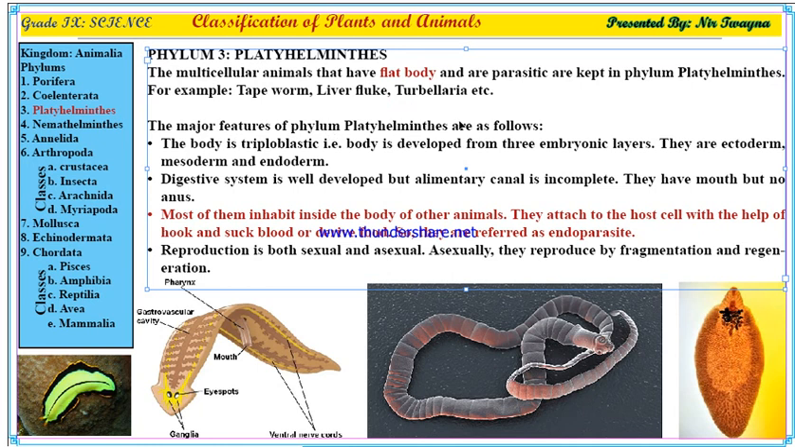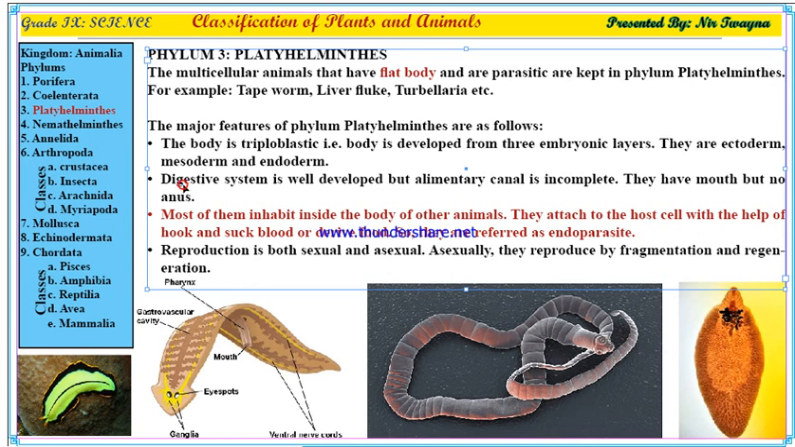The major features of phylum Platyhelminthes are their body is diploblastic. Okay, phylum Platyhelminthes. Platyhelminthes is more advanced than Coelenterata because Porifera and Coelenterata, they are diploblastic, but Platyhelminthes is triploblastic. All the organisms above it are triploblastic. Okay, triploblastic means their bodies develop from 3 embryonic layers. The embryo has 3 layers of tissues, and they are ectoderm, mesoderm, and endoderm. Ectoderm outer layer, mesoderm middle layer, endoderm inner layer.